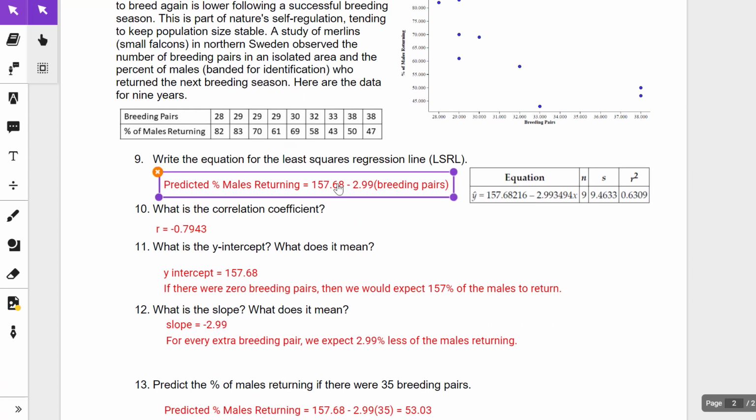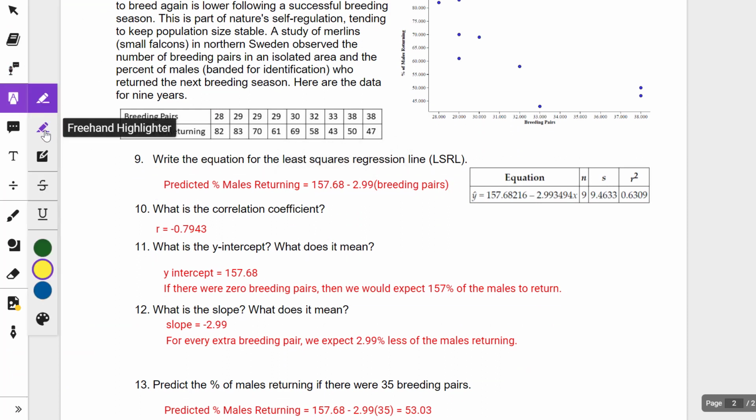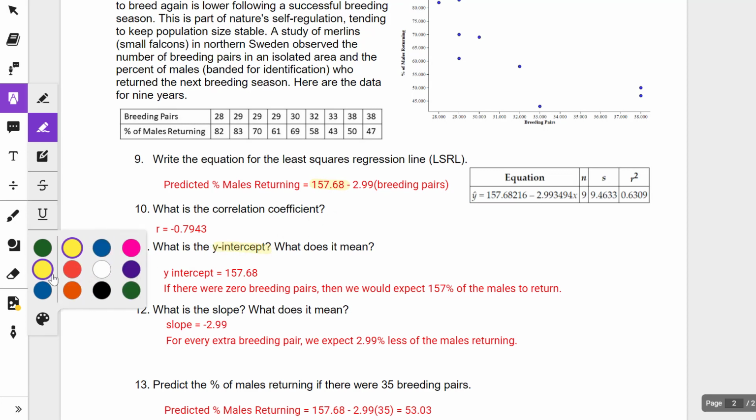What's the y-intercept? The y-intercept is this first piece, all right? And then what does it mean? Well, if we had 0 breeding pairs, we would expect about 157% of the males to return. A lot of times y-intercepts don't make sense. So it's like, well, gosh, 157% of 0 is 0. I guess that would work, but it's kind of weird.